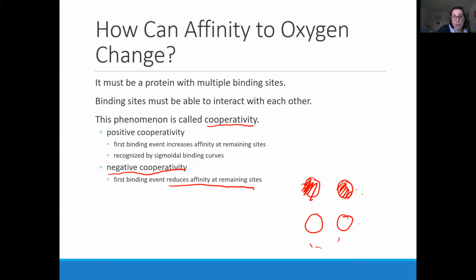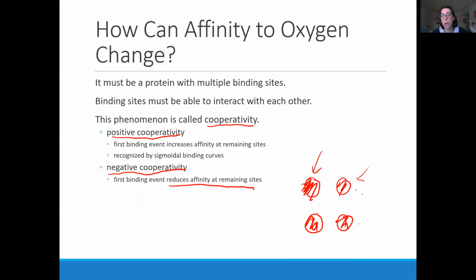Now, of course, you could actually have the opposite happen. Once the ligand binds one site, it might make it so that these sites are even more likely to bind ligand. So they'll even more quickly bind, like that, until they are completely full. This is called positive cooperativity, and that means that the first binding effect increases the affinity for the remaining sites.